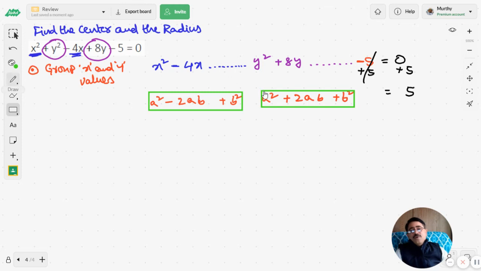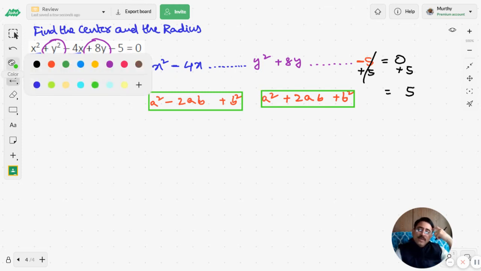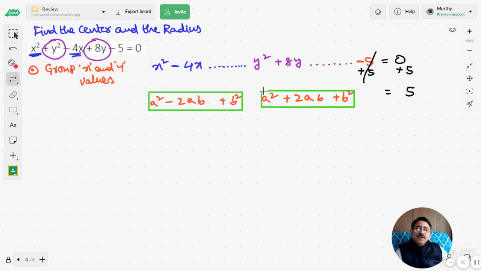You may get a doubt why I'm taking two different formulae. The reason is simple. I have negative 4x, so I'm taking minus 2ab, and here I have positive, therefore I'm taking positive 2ab. Okay, I repeat again. I see a negative sign here, that's the reason I'm taking a square minus 2ab plus b square. And here I see a positive sign, so I'm taking a square plus 2ab plus b square.